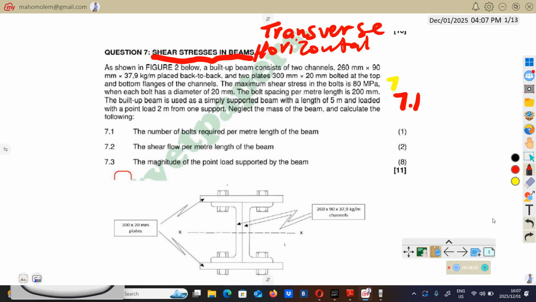The maximum shear stress in the bolt is 80 MPa. That is the shear stress of one bolt. The maximum shear stress one bolt can handle is that one, 80 MPa. So if it happens that the shear stress in the bolt exceeds this 80 MPa, then our joint might fail. So in order for this joint not to fail, we must make sure that the shear stress experienced by one bolt mustn't be more than 80 MPa.